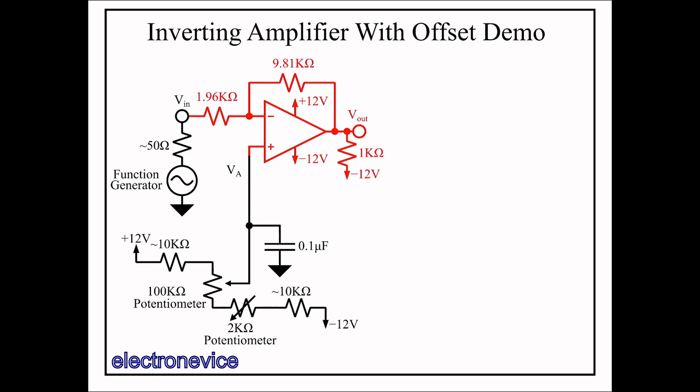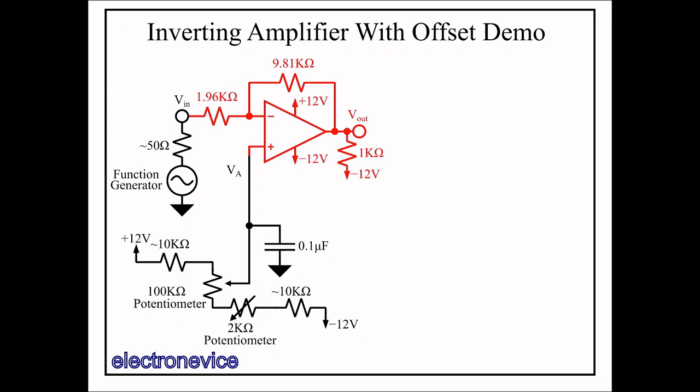And the inverting amplifier has a 1.96 kilo ohm input resistor, a 9.81 kilo ohm feedback resistor, and is powered off of plus 12 volts and minus 12 volts. It also has a 1K resistor on the output connected to the negative 12 volt rail to ensure the output stage is always sourcing current so we don't get any crossover distortion.